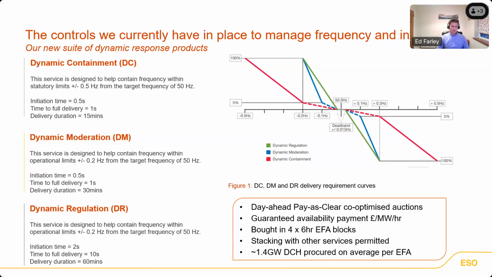And to give you a feel for how much of these products we procure, our highest volume product at the moment is the dynamic containment high product, where typically we can procure around 1.4 gigawatts of response for each electricity forward agreement block. So there's a growing market in GB for this need. It's typically mostly met by battery storage facilities.